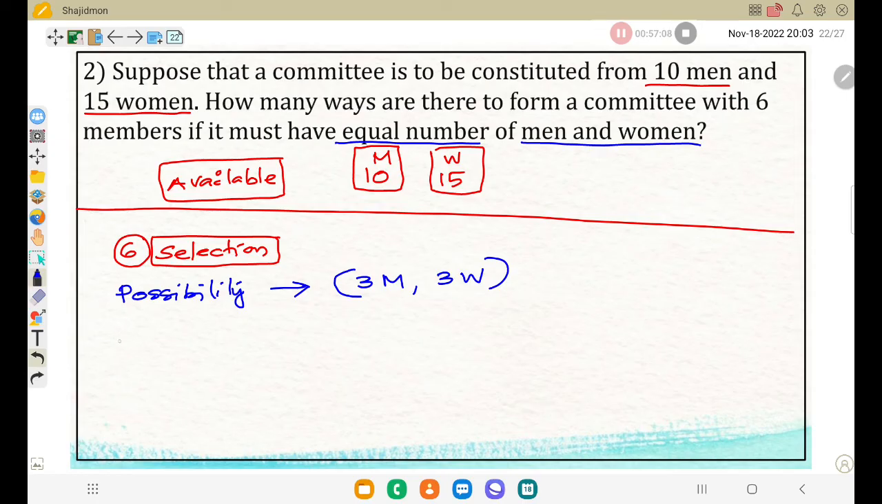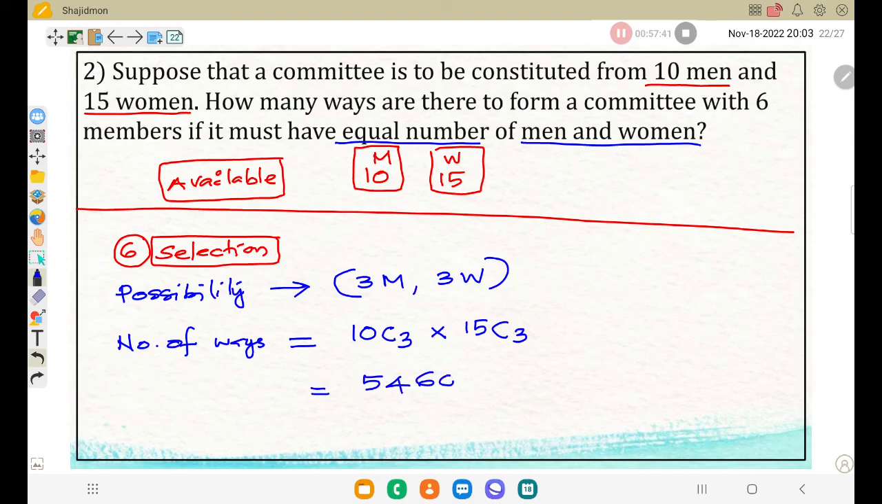So we can now write the number of ways we can select equals 3 men out of 10 men. How to write that? 10C3, correct? Multiply, and 3 women out of how many? 15. So 15C3, correct? You can check your answer, how many ways we can select. That means 54600. You will get this many ways from the calculator. Hope you understood that one, correct?